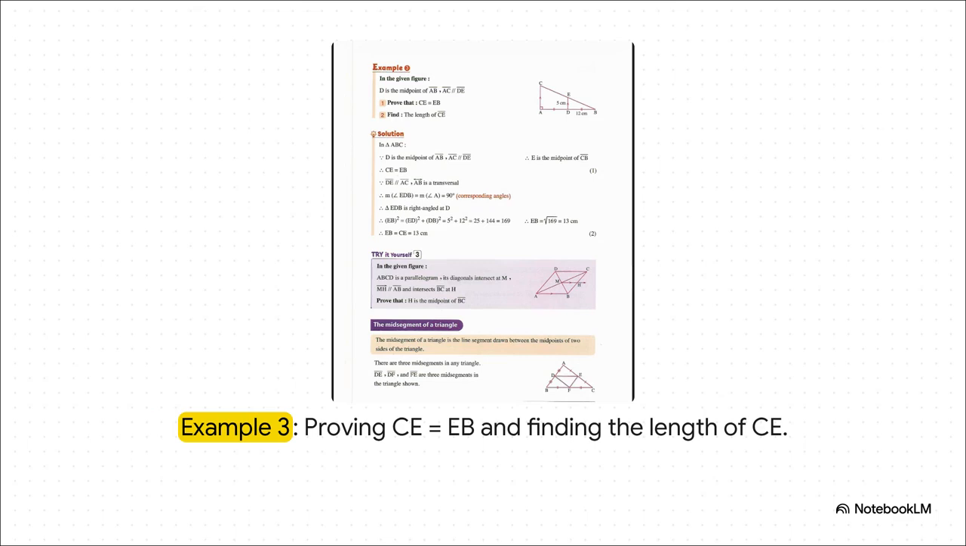Let's see how this plays out in example 3. Here we're looking at a right-angled triangle, and our goal is to find the length of segment CE up on the top right. We're given a massive clue here. D is a midpoint on the bottom, and the line DE is parallel to the vertical side AC. Based on the theorem we literally just covered, this guarantees that E is the midpoint of the hypotenuse CB, which means segment CE has to equal segment EB.